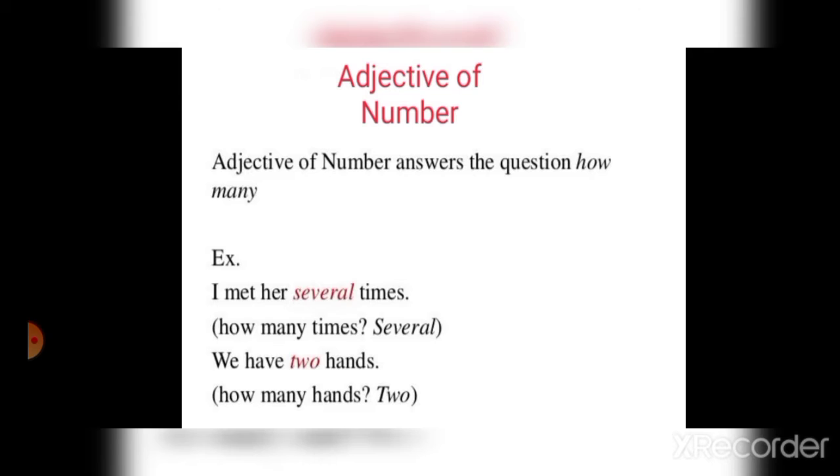Adjective of number. An adjective of number answers the question how many. For example, I met her several times. How many times? Several. We have 2 hands. How many hands? 2.